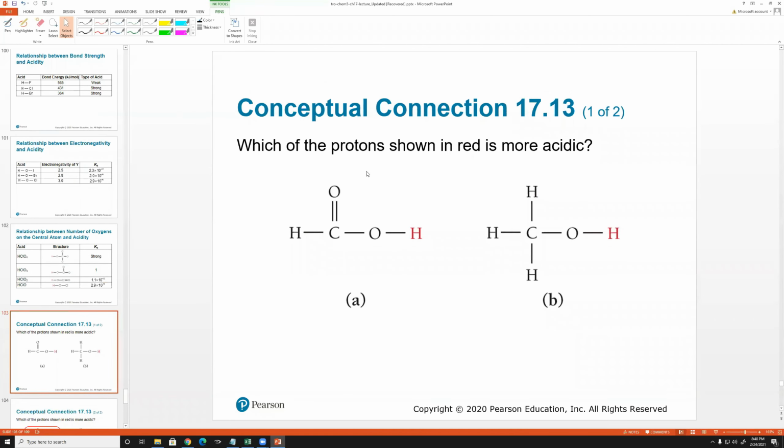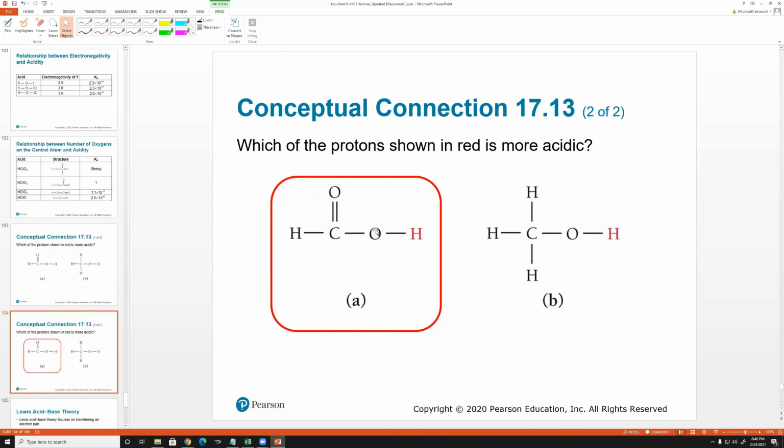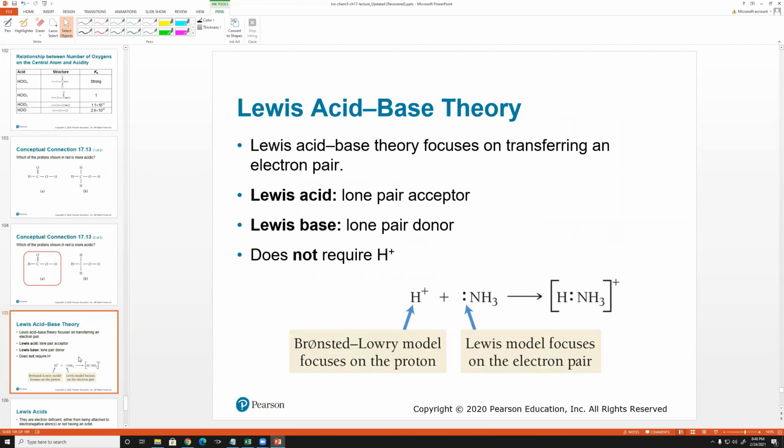So here's a question: which of the protons shown in red is more acidic, meaning which one will come off easier? That's the one with the most oxygens, and it'll be A, because you have this oxygen, and all these electrons will get localized more towards the main structure. That would weaken the interaction between this hydrogen and the oxygen. Therefore, it would come off more easily than the other one.